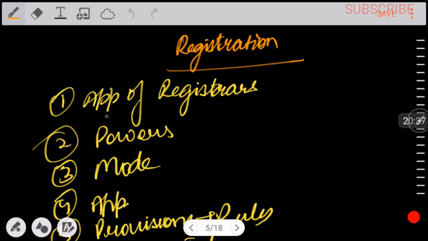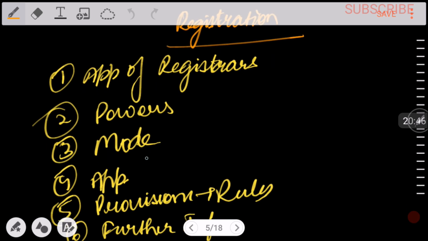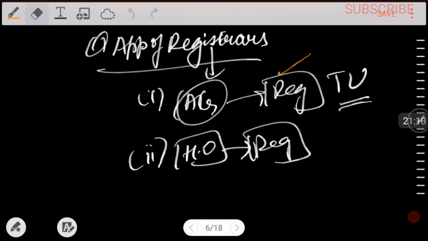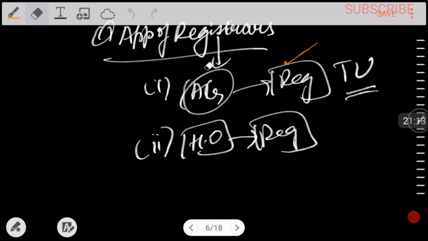Then we discussed about the registration of trade unions, which is important, and we divided the steps into 8 categories. The first one being the appointment of registrars, second is powers of registrars, third is mode of registration, fourth is application for registration, fifth is provisions to be contained in the rules of a trade union, sixth is power to call for further information, 7th registration, and 8th certificate of registration.